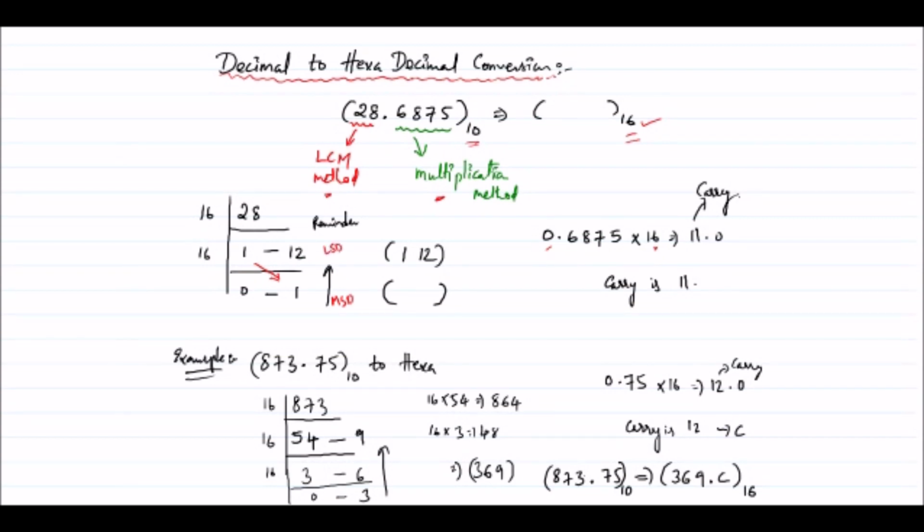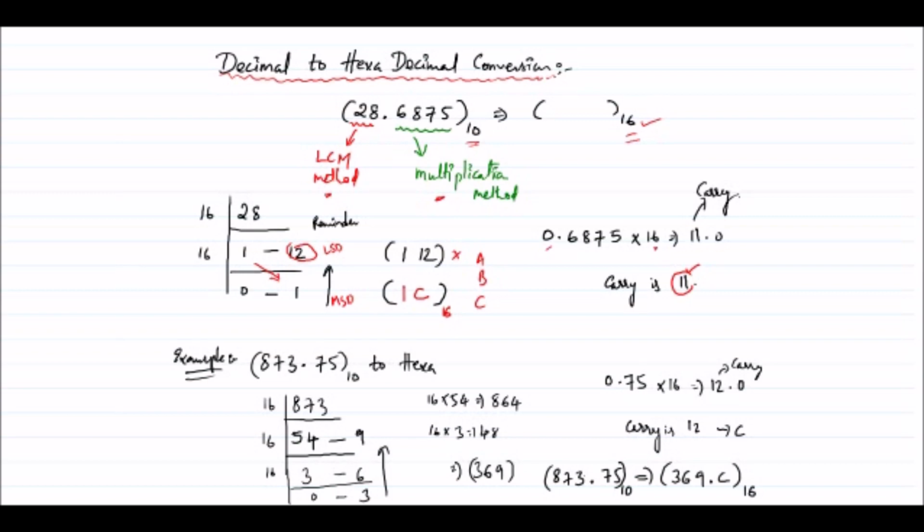But if you write 1 and 12, we will have 112, which is wrong. We need to write this 12 in its hexadecimal value. So what is the value of 12 in hexa? A is 10, B is 11, C is 12. So 1C base 16 we have to write.